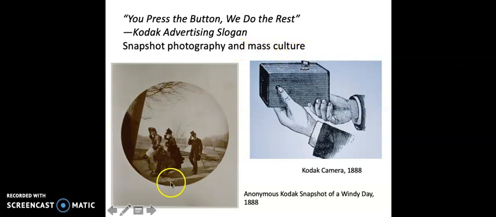Look at this delightful anonymous photograph. These people are walking in the wind and holding on to their hats. The idea of capturing an instant of time is available widely and in a new way.